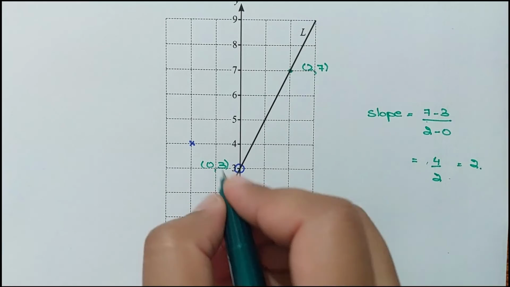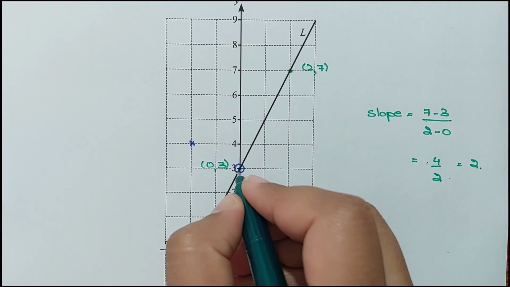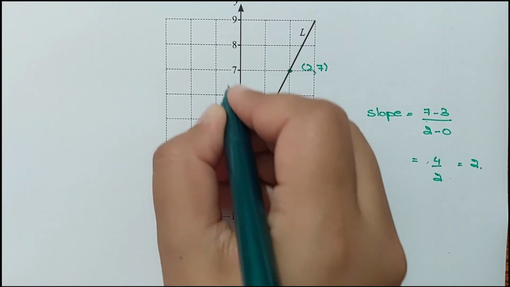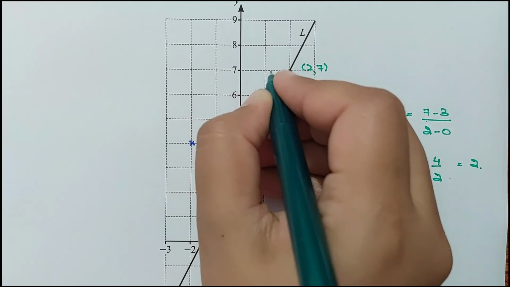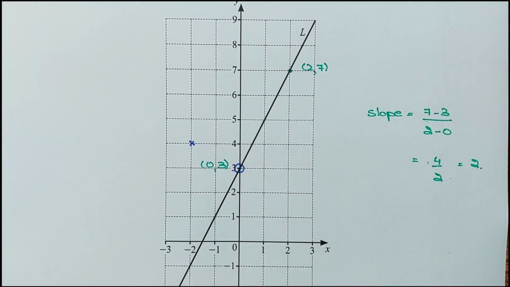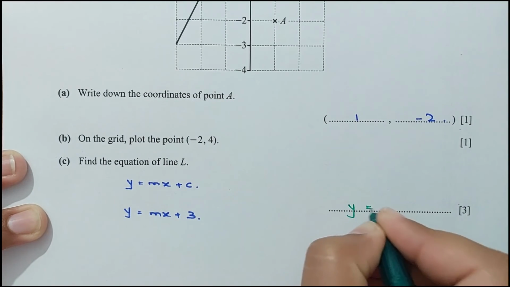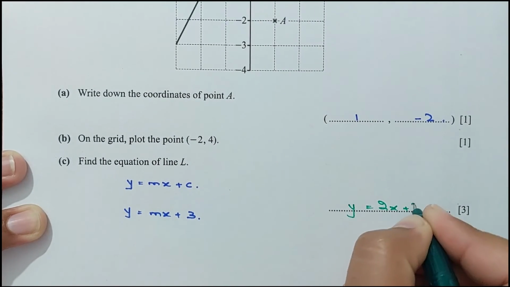That is the first way to get the slope. The second way is you have the y-intercept and you can take a point and you have to do rise over run. How much you have to rise? 1, 2, 3, 4. And how much is the run? 1, 2. So 4 is the rise and 2 is the run. So again, the slope is 2, right? So we can say the equation of line L is y equals 2x plus 3.